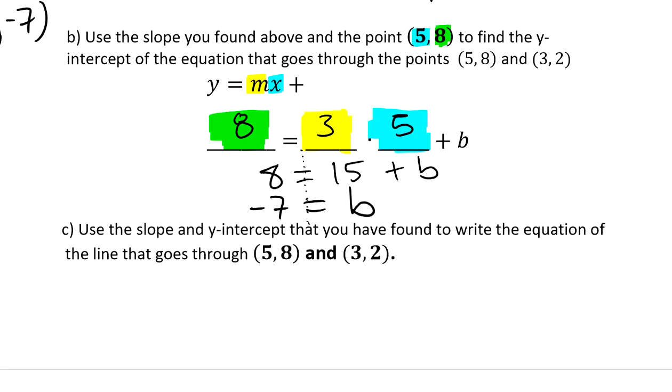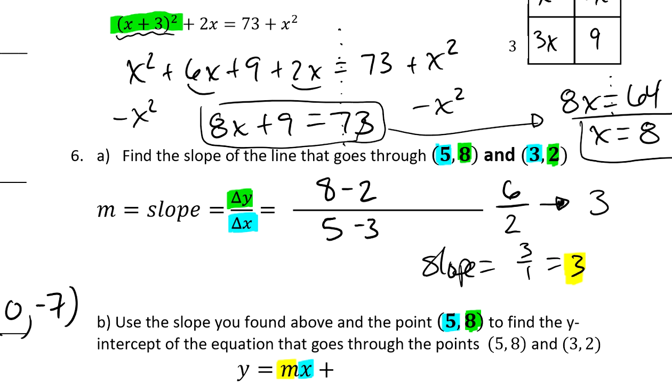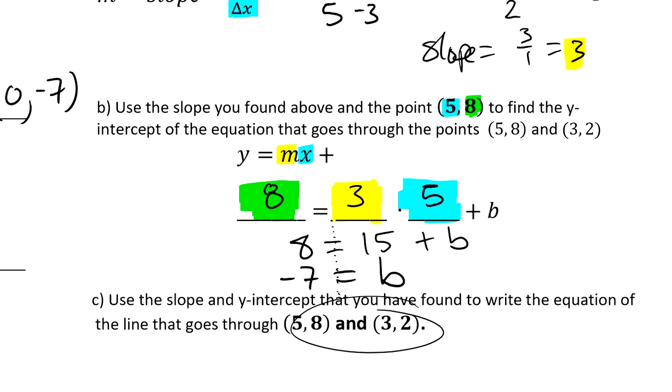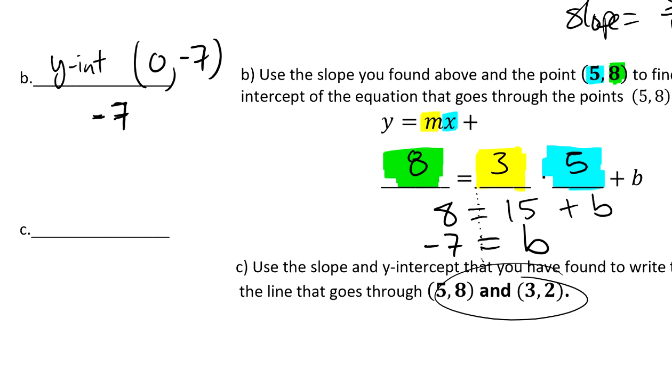And then finally, the last part here says use the slope and y-intercept that you found above to write the equation of the line that goes through these 2 points. It's the same 2 points that I started with. So I'm just going to go ahead and write the equation of this line, right? I know my slope is 3 and my y-intercept is negative 7, so the equation is y equals 3x minus 7.